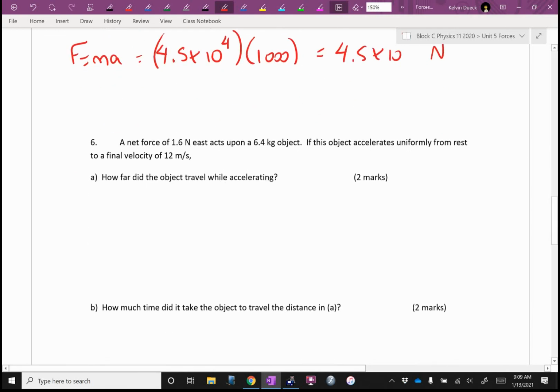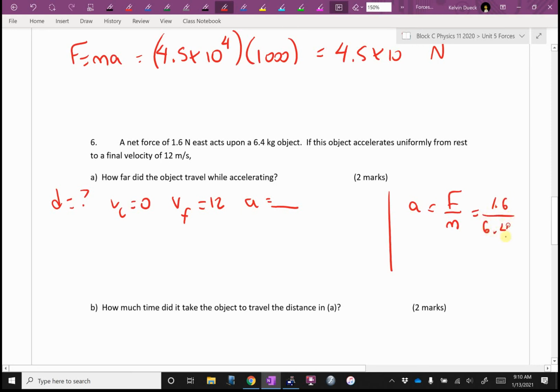A net force. Okay, but A is worth 2 marks. I guess that suggests maybe it requires more than one step. How far? D equals question mark. Well, they gave me a VI of 0, a VF of 12. What else would I need if I wanted to find the displacement? Oh, an A, you say. I can find that using Newton's second law. The force is 1.6. The mass is 6.4. I think that's 0.25, yes?